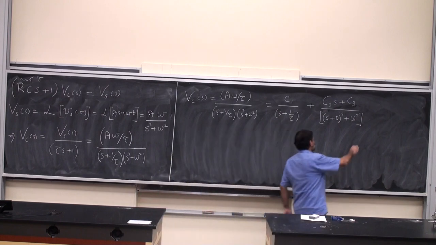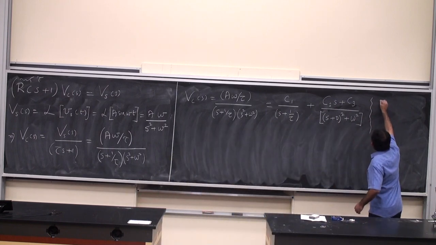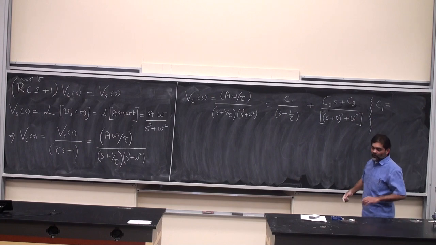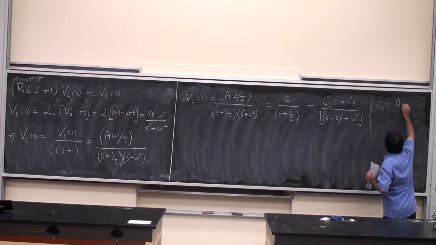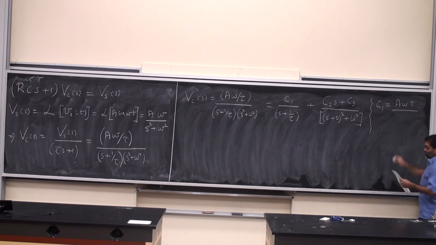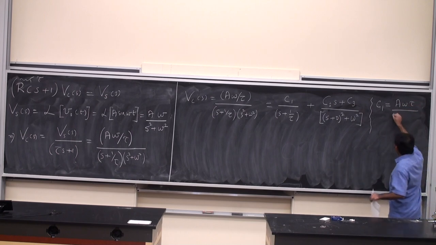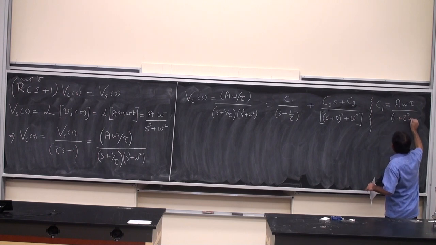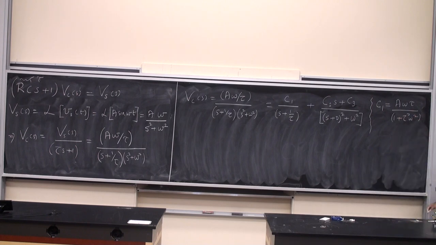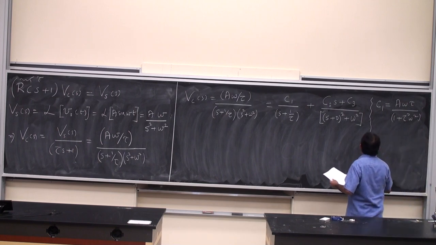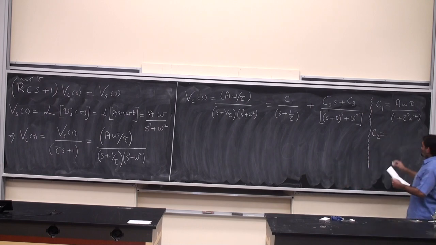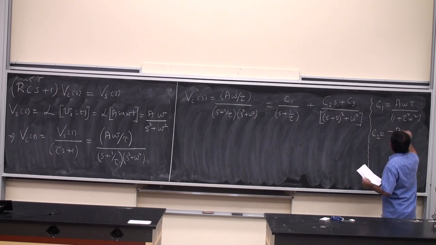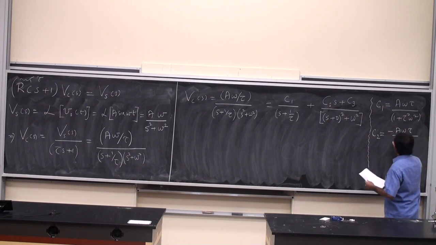Okay? Matching coefficients. C1 is the following: A omega tau by 1 plus tau square omega square. C2 and C3 are the more important of the terms, and you'll see why. C2 is minus A omega tau by the same denominator.